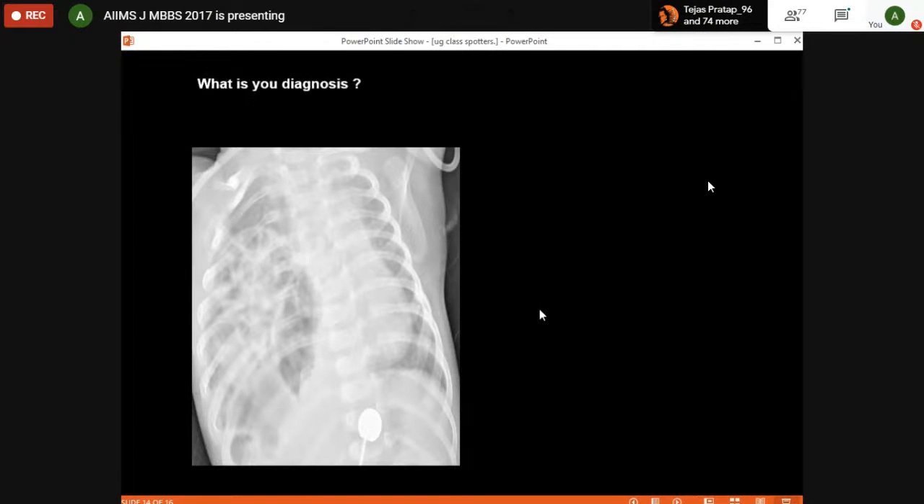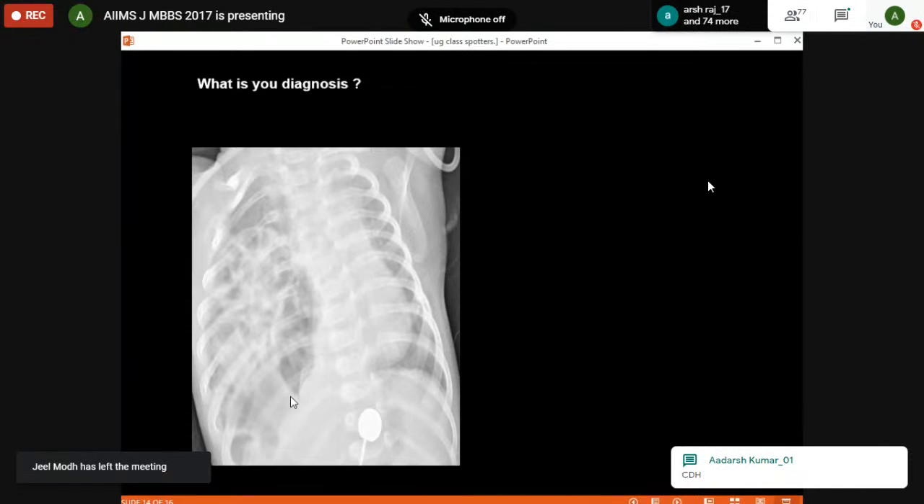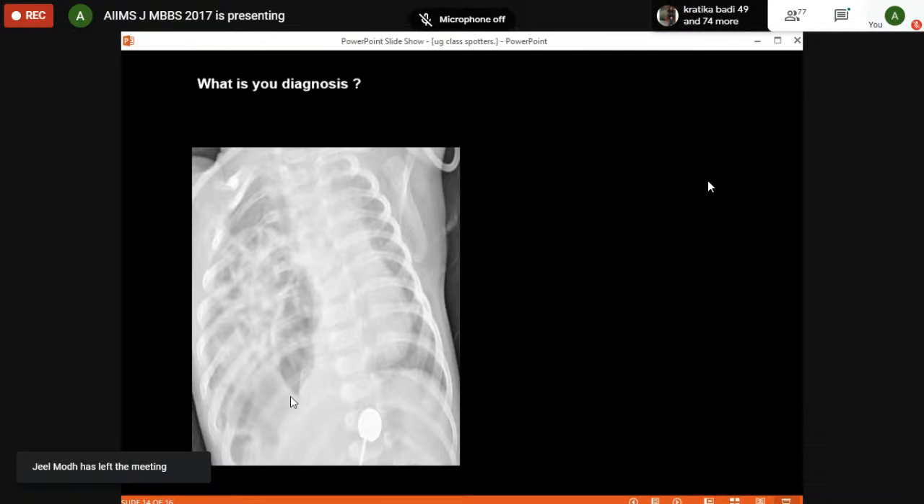This is pretty common again, pretty obvious. It's a chest X-ray. There is some finding on the right side, a pediatric X-ray. So you all can start guessing now. Okay, people have started guessing. You're all going in the right direction.